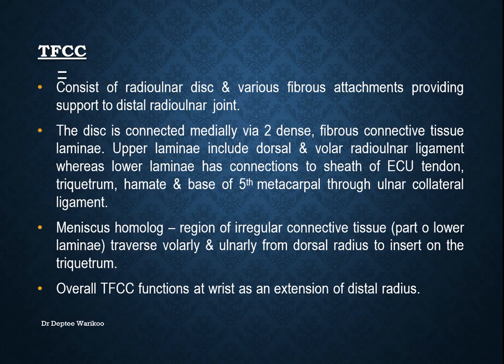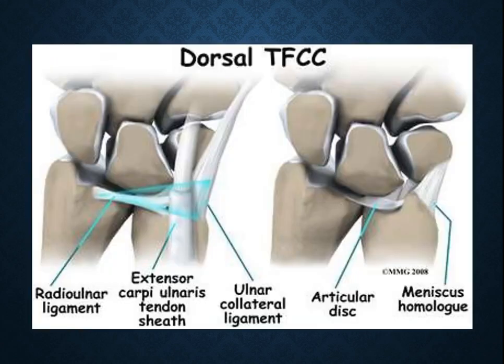Okay, so the so-called meniscus homologue is a region of irregular connective tissue that lies within and is part of the lower lamina, running transverse, volar and ulnar from the dorsal radius to insert onto the bone, that is your triquetrum. Along its path, the meniscus homologue has fibers that insert into the ulnar styloid and contribute to the formation of what we call the prestyloid recess. Overall, the TFCC functions at the wrist as an extension of the distal radius. So this is very important. Here you could see the diagram of all the structures along the dorsal TFCC.